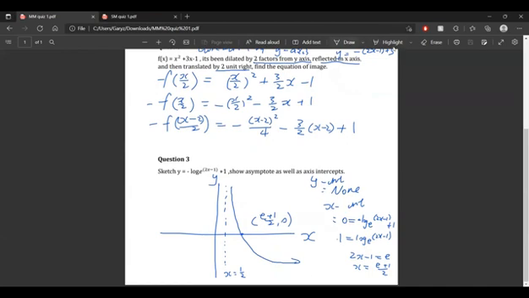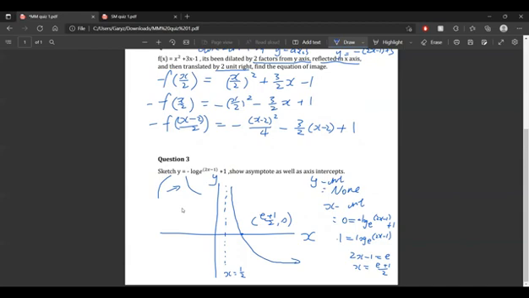So for the last question, when I sketch graphs, I always think about the general shape of the graph first. We know that it is a logarithm, a log e function, which originally looks like this. But there is a reflection in the x-axis. So the final function will look something like this.